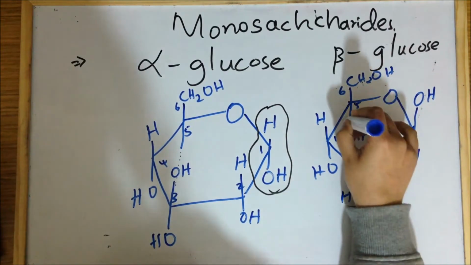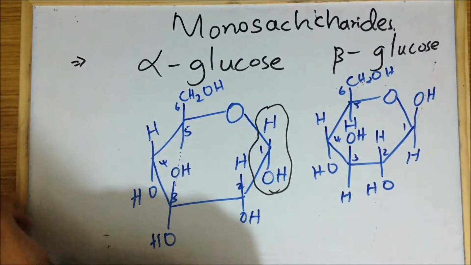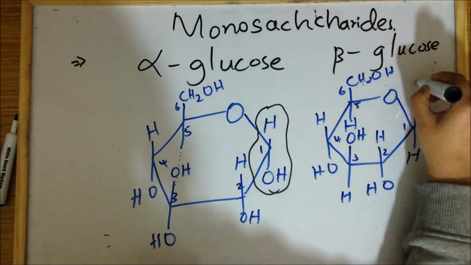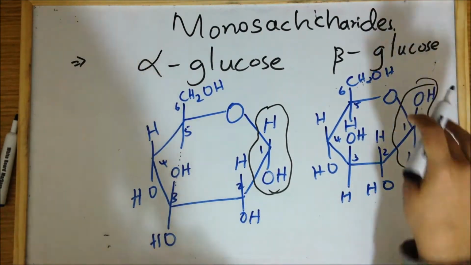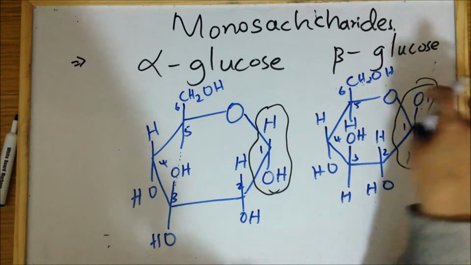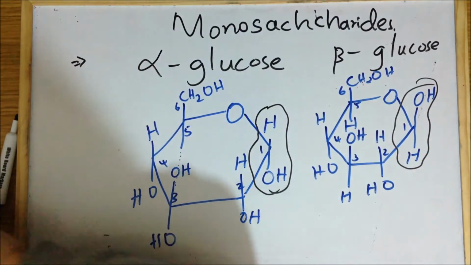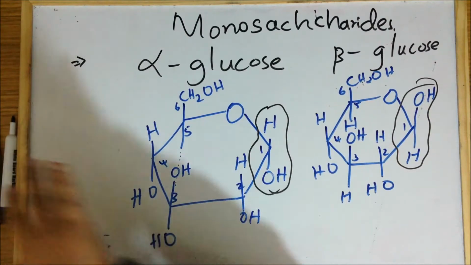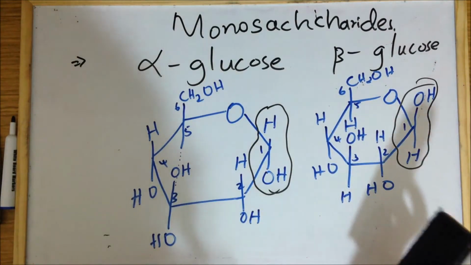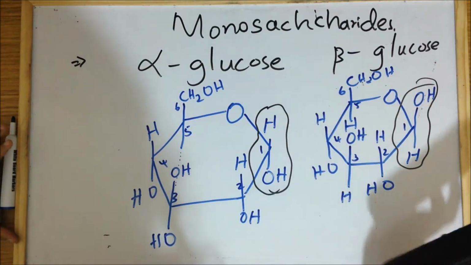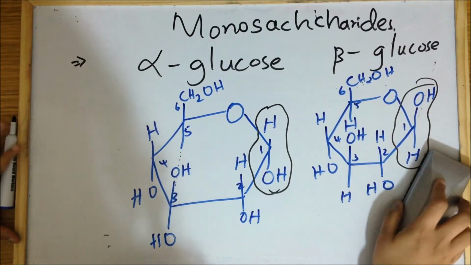By filling in hydrogen here, in the first carbon now the OH is at the top, and we compare with the alpha glucose. Yeah, that's simple. That's the basic difference between alpha glucose and beta glucose.